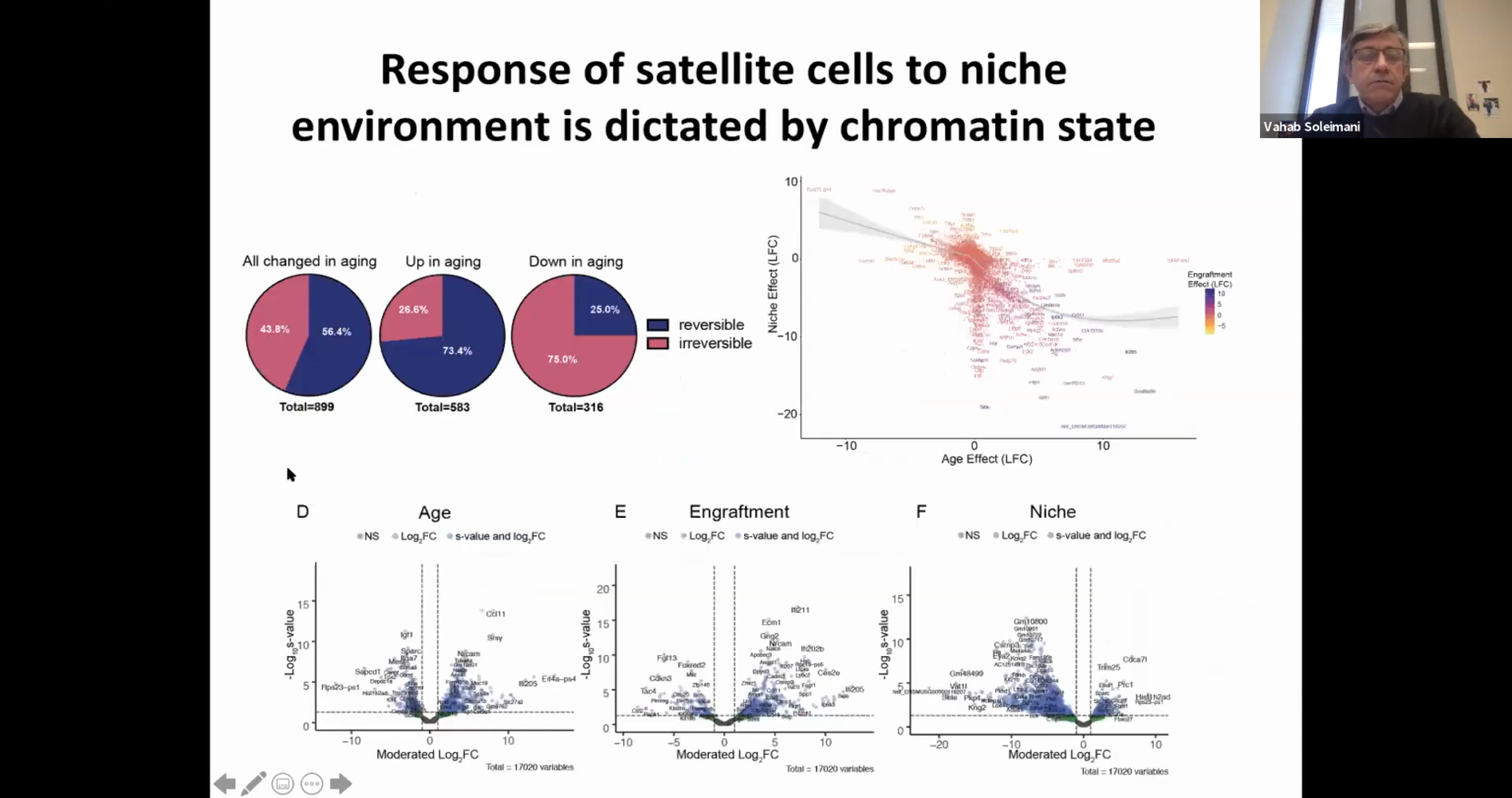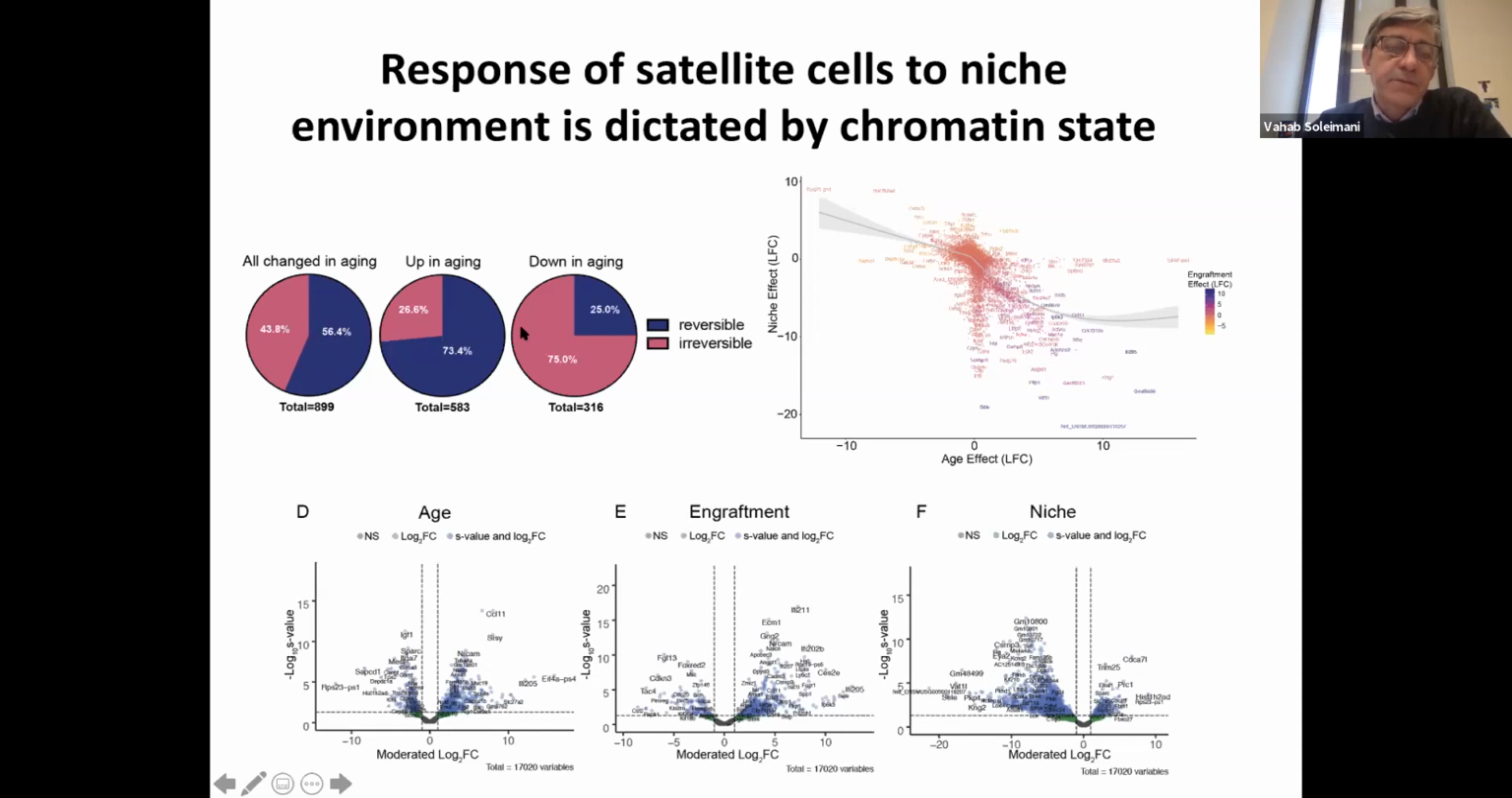So now, coming back to the numbers that I promised to give you. If we draw a p-value threshold, or adjusted p-value, of 0.05 and log-fold change of 1, we see between young and old about 899 or 900 genes are actually changing. If you look at overall how many of those genes can actually be restored back by exposure to the young niche, I was pleasantly surprised that more than 50% can be restored.